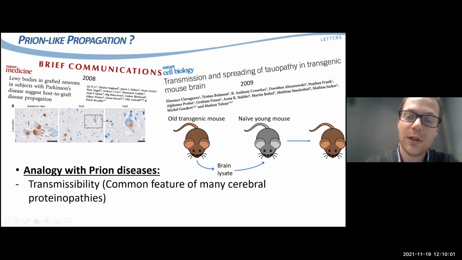And then people have done work in mice where they were taking a diseased mouse full of pathology and injecting a brain lysate into a naive young mouse and seeing a pathologic conversion of this mouse. And that has been done both with amyloid beta and tau. So it seems that, first analogy with prion disease, tau pathology is transmissible.